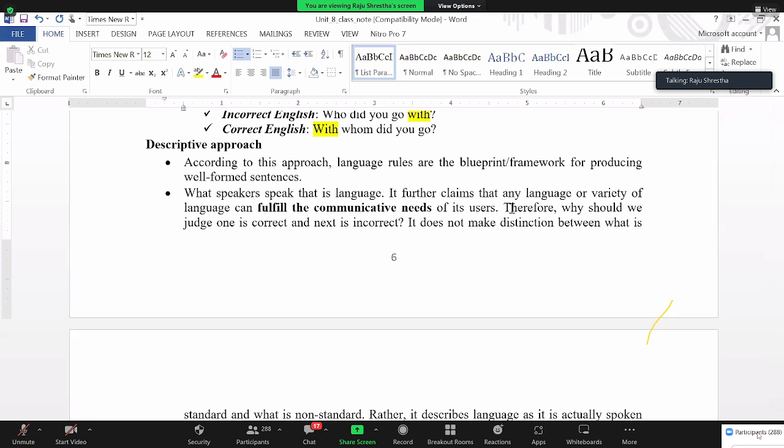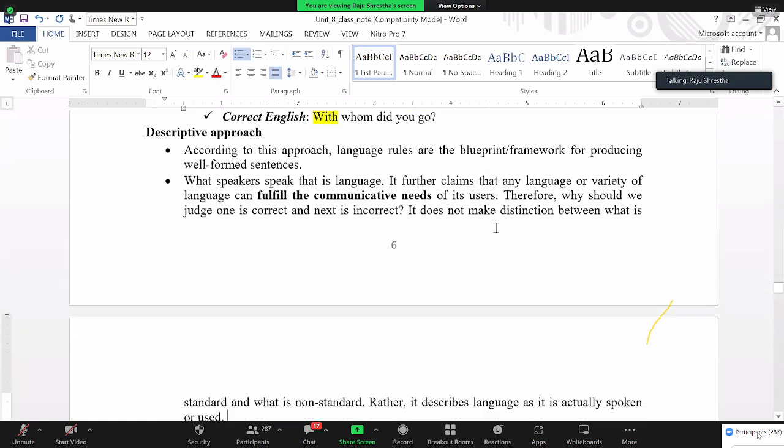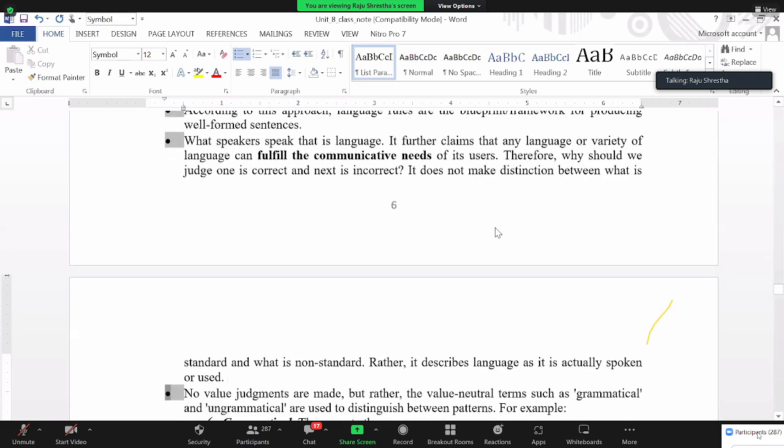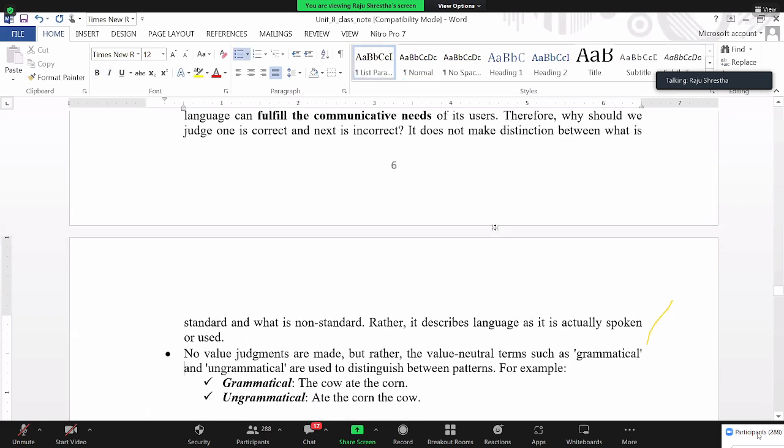Kina correct or incorrect one? Kina standard, non-standard one? So if the variety of language which we use can communicate, can fulfill, can express our communicative needs, that's fine. So it does not make a distinction between what is standard and what is not standard. Rather, it describes language as it is actually spoken or used. So no value judgments are made, judgment गरिँदैन, but rather value neutral terms such as grammatical and ungrammatical are used to distinguish between patterns.